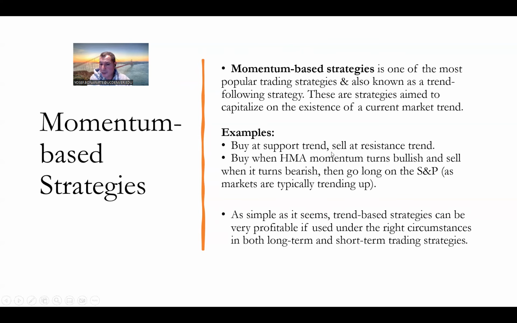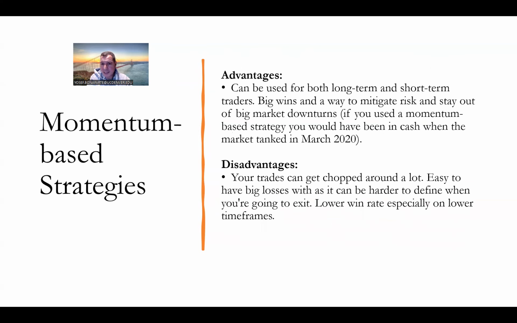Buy at a support trend, sell at a resistance trend. Buy when the HMA moving average momentum turns bullish. So these are the momentum-based strategies. The advantage: they can be used for both long-term and short-term. The disadvantage: your trades can get chopped around a lot, because momentum can go all the way, but when it hits the maximum, it goes down fast.